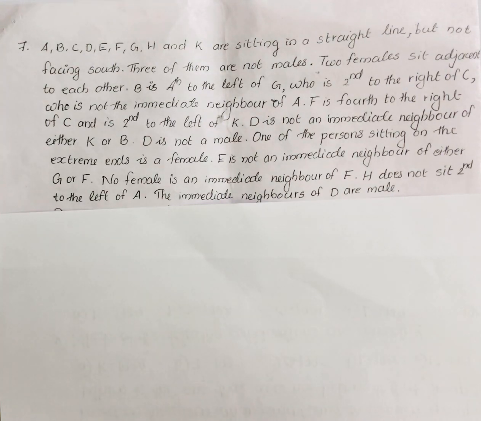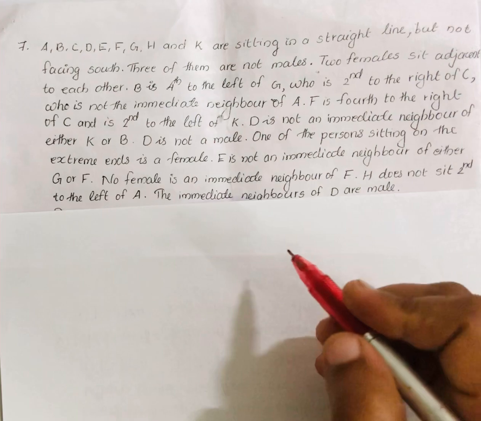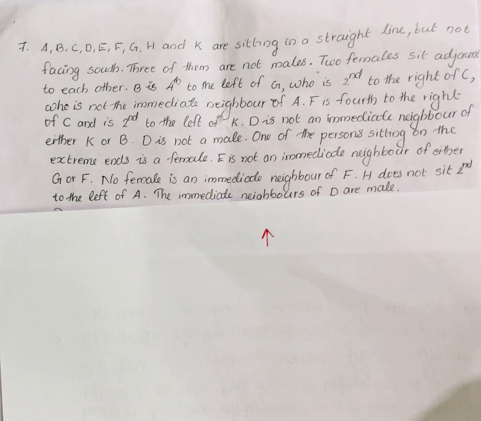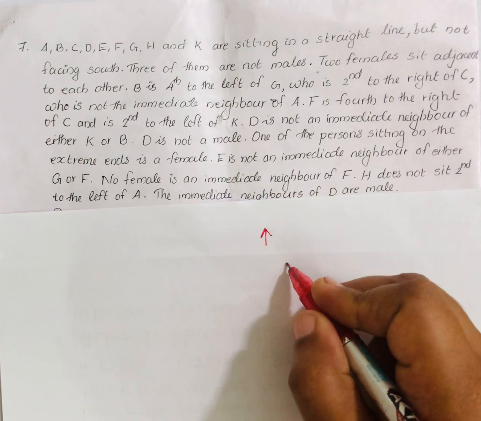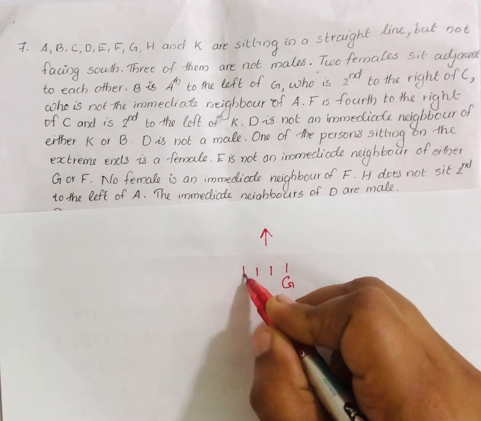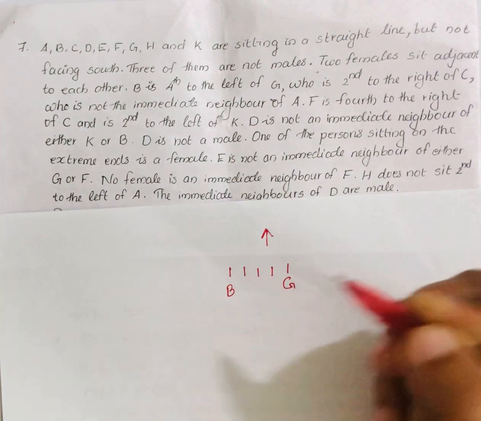So here it is given they are not facing south. People not facing south means definitely they are facing north. That is, our right is right and left is left. Then we can start with the first condition. D is 4 to the left of G. So any one place we can put G. D is 4th left means 1, 2, 3, 4th left is D.